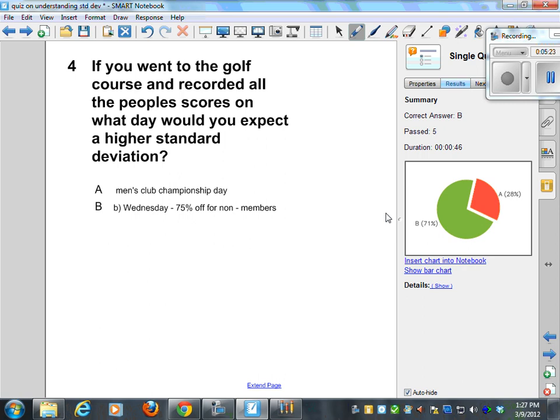Luke, tell us why you would expect a higher standard deviation when it's 75% off. Because any non-member can come in and shoot whatever they want, so they can go all the way up and down the scores. On men's club championship day, you would expect the good golfers, the guys that are serious about golf, to be playing, so the scores would be close together. On a day when it's 75% off for non-members, you would expect the hackers, the guys that play golf twice a year that might shoot like 1,000.